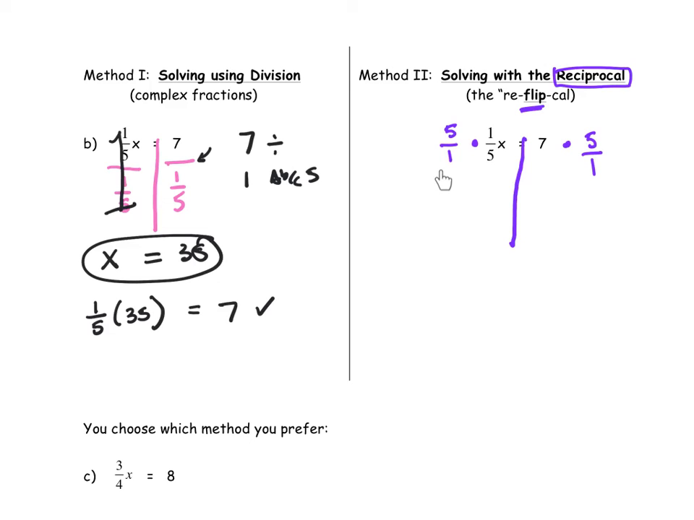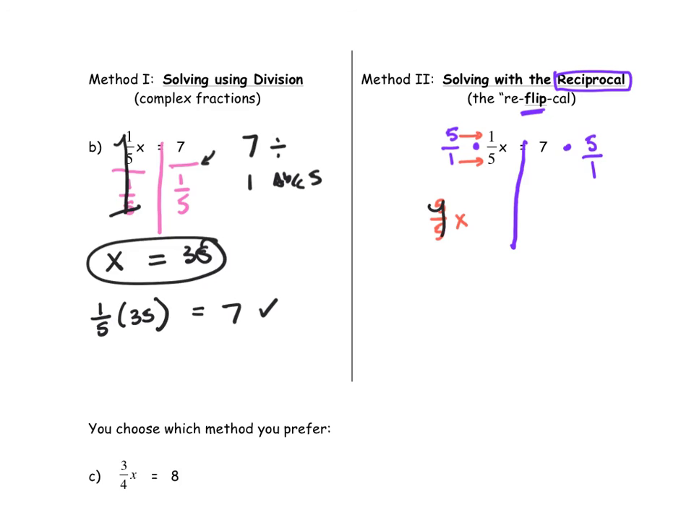So let's make sure our equation is balanced. I'm multiplying on both sides. I'm using 5 over 1 on both sides. So what that accomplishes for us, if I multiply straight across on the numerator and denominator, I get 5 over 5x. And then that gives me 1x, so there's my x isolated.